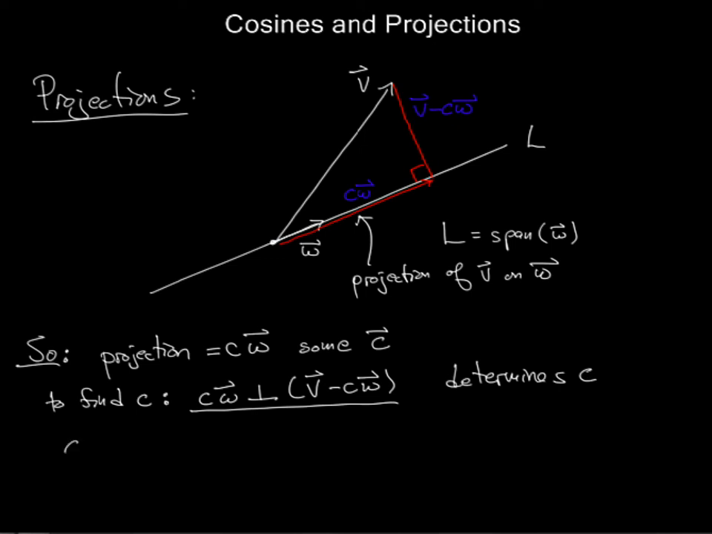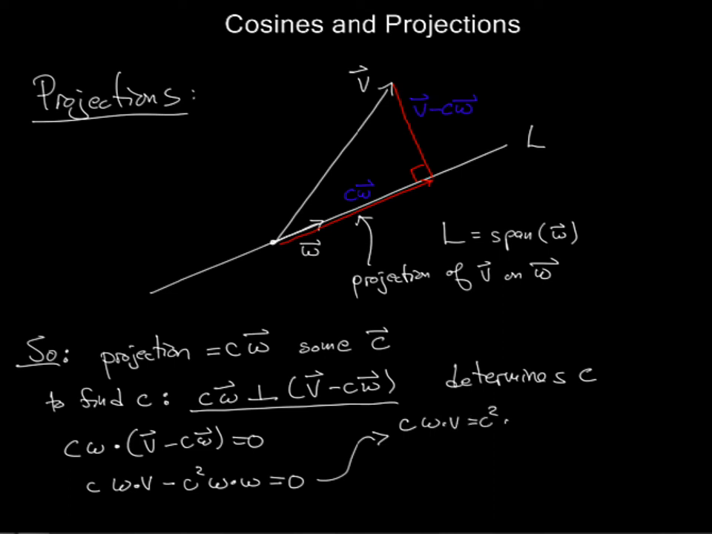Well, let's see what it gives. So you compute the dot product of these two vectors, and it's supposed to be 0. And so what we see is c w dot v minus c squared w dot w is supposed to be 0. So that says that c w dot v is equal to c squared w dot w, and we cancel one of the c's. And we conclude that c had better equal w dot v over w dot w.